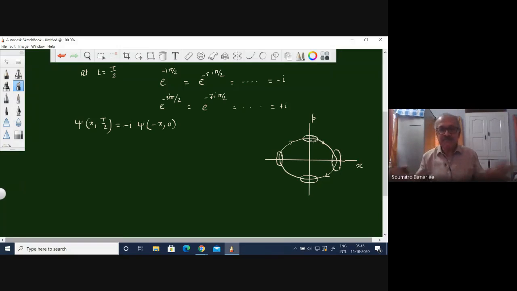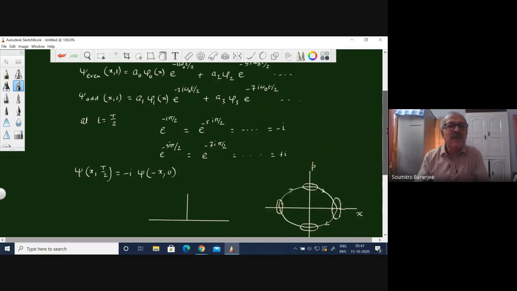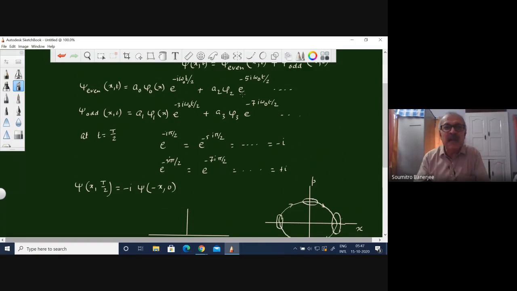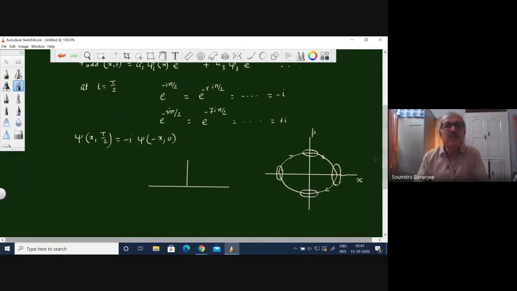Okay. By the way, what will happen if you started with a purely even function, I mean the collection of these only, then the resulting psi will be an even function, something like this.